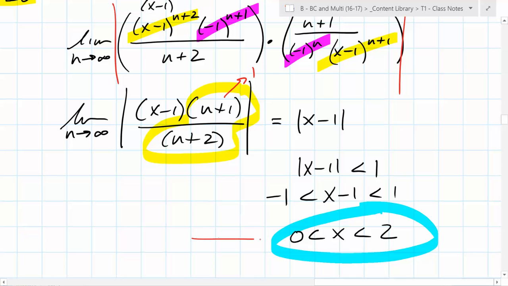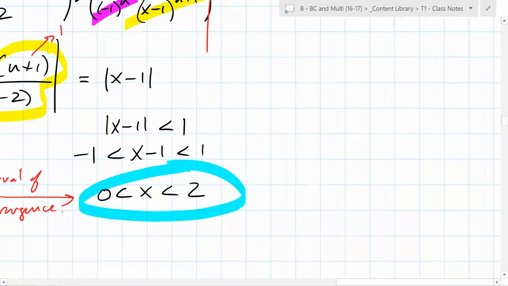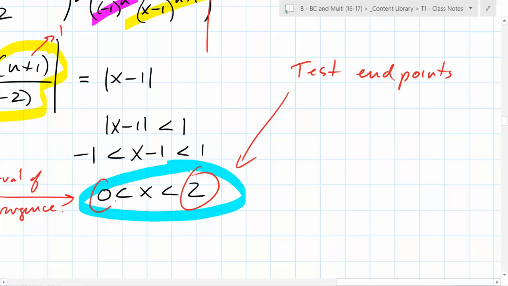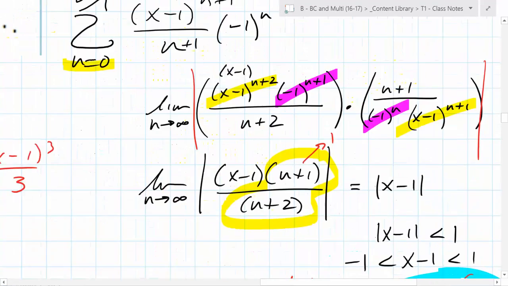We did. This is the interval of convergence, almost. There's one last thing to test. There's two numbers up there. What do you think we have to test? The endpoints. You have to test endpoints. And how do you test the endpoints? Those are x values, so what do you do with 0 and 2? Plug them into the original series.